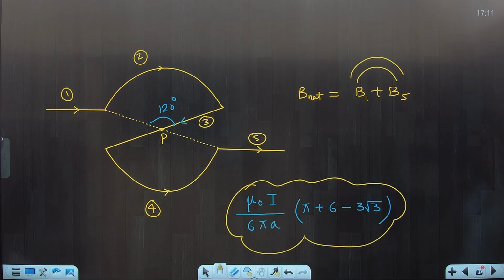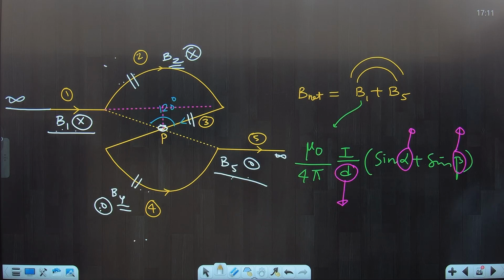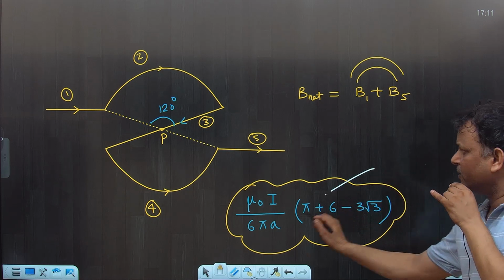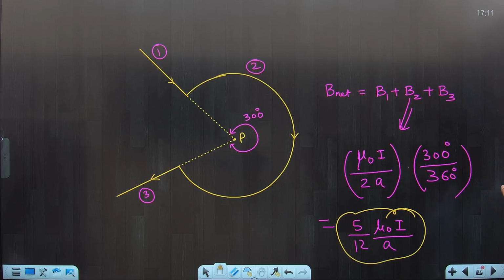Now come to this. Now how can we say it is 0? So your answer is B1 plus B5, the net being into the paper. This is the wrong answer. The magnetic field will be 0. Yes. Now we should calculate the magnetic field due to this structure.